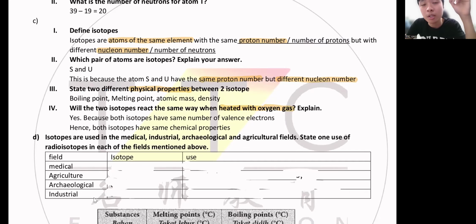Let's say carbon 12 is lighter than carbon 14. But in this case, for chemical properties, they will get the same. Doesn't matter whether carbon 12, 13, or 14, they will react with oxygen in the same way. So isotopes have the same number of valence electrons. That's why they have the same chemical properties. Because actually carbon all have the electron arrangement of 2.4, so all of them have 4 valence electrons. So that's why they react in the same way.